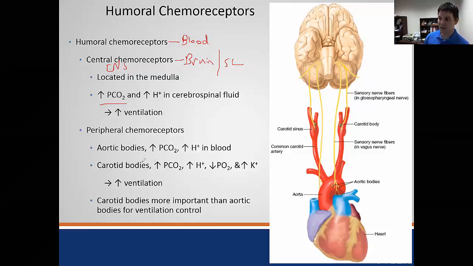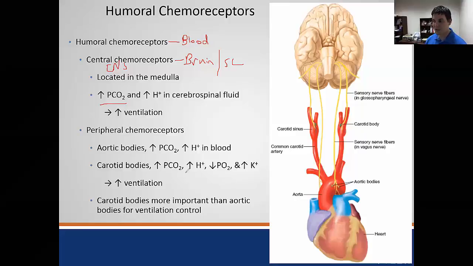The aortic bodies and carotid bodies respond similarly to CO2 and hydrogen ions, and then the carotid bodies also have the ability to somewhat respond to a change in oxygen. Again, having this near the brain, if we see a decrease in oxygen, then that would be important. And an increase in potassium, which is indicative of contractions, right? Potassium leaves the cell during an action potential and then can become a humoral chemoreceptor based on that.